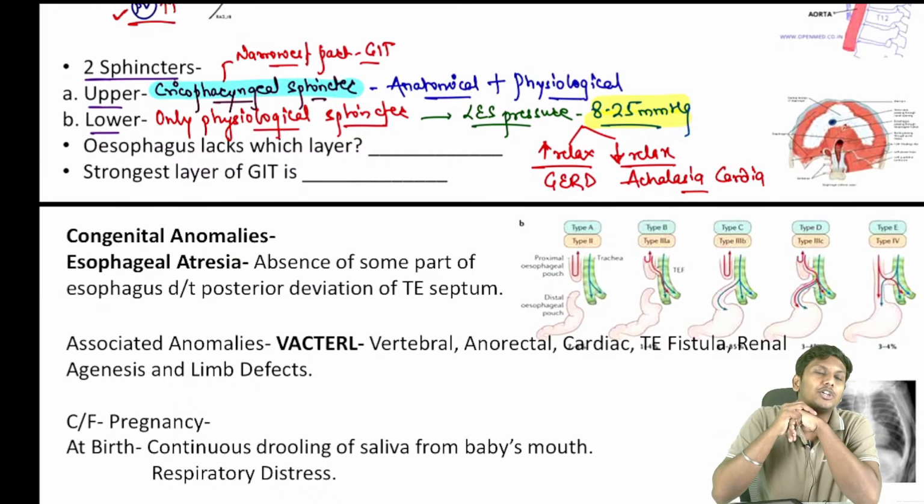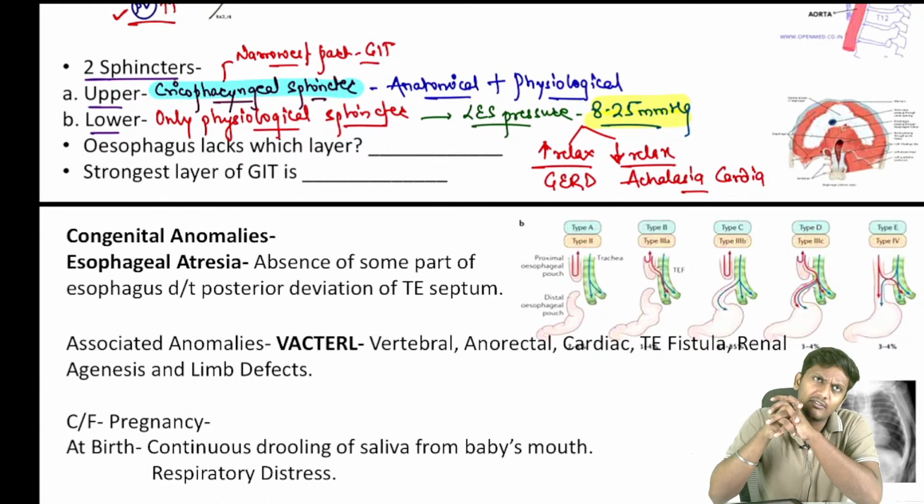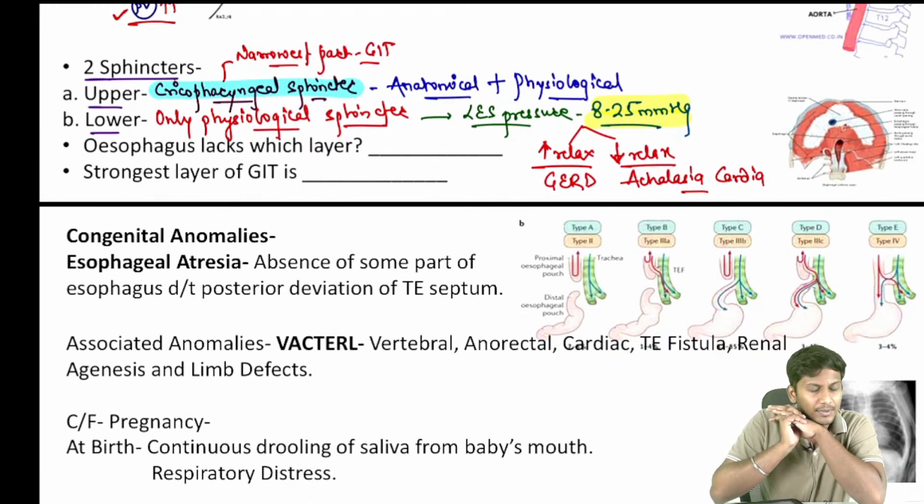Please remember that the outermost covering, the serosa, is absent in the esophagus. Instead of that, do we have a covering? Yes, we do, but it is a very thin covering called adventitia. So remember, at the level of the esophagus we do not have any serosa. It is present in all other parts of the GIT, but not in the esophagus. Over here we have a very thin layer known as adventitia.